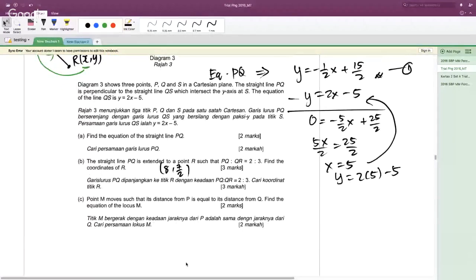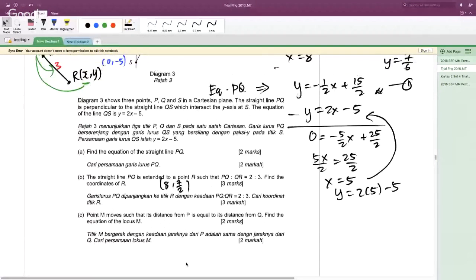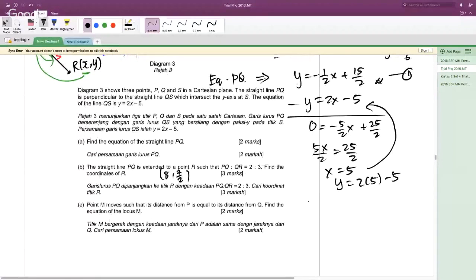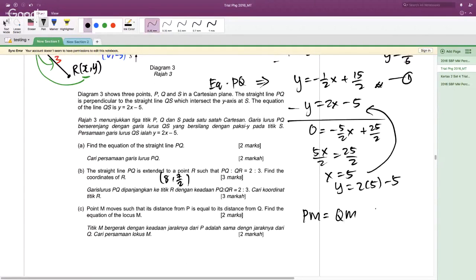Okay. Point N is such that the distance from P is equal to the distance from Q. This means they want the distance PM to be equal to the distance QM. So this one is basically a locus, and they ask you to find the equation of the locus. So we do not have M. We should have P.